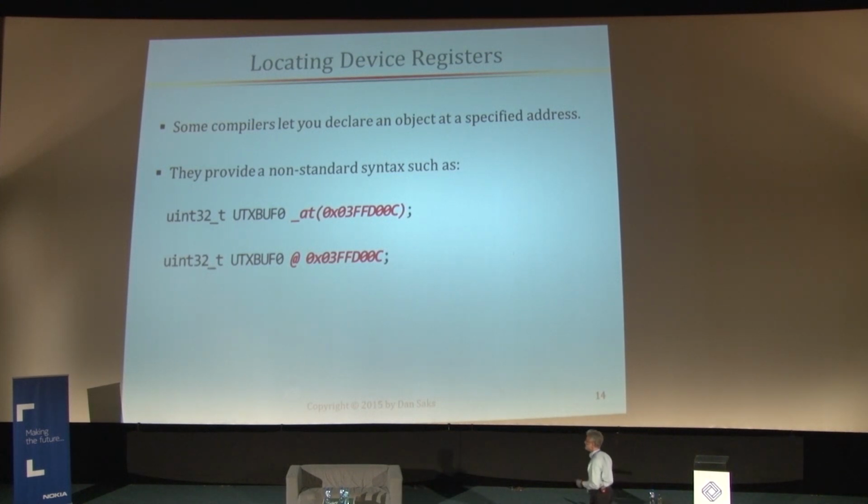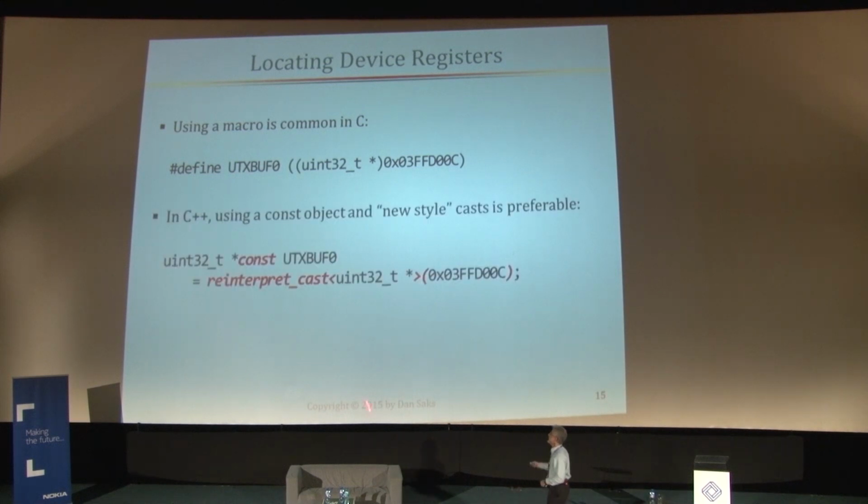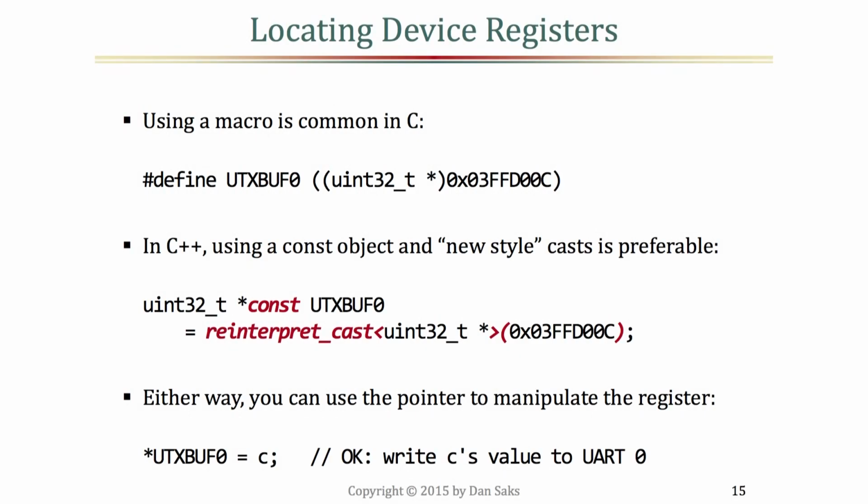So let's look at what you can do with the standard. Next. The common C approach is to write a macro declaration like that. I made some reference to that in my talk this morning. Next. The preferred way to do this in C++ is to declare a constant object, and rather than use the old style cast, to use a reinterpret_cast. And by the way, I think there's an easy explanation for what reinterpret_cast does.